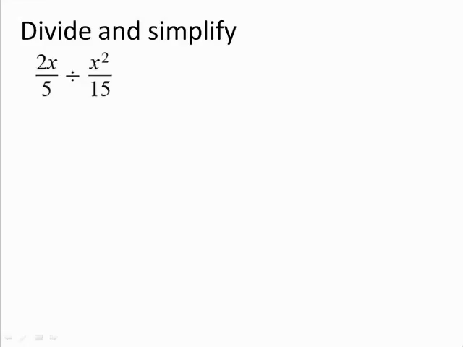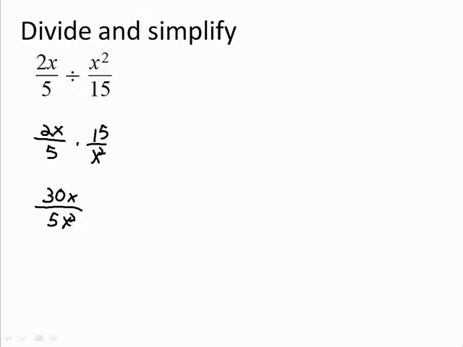Divide and simplify. 2x divided by 5 divided by x squared divided by 15. When dividing fractions, invert the divisor and multiply. 2x divided by 5 times 15 divided by x squared. Multiply the numerators and denominators. 30x divided by 5x squared.